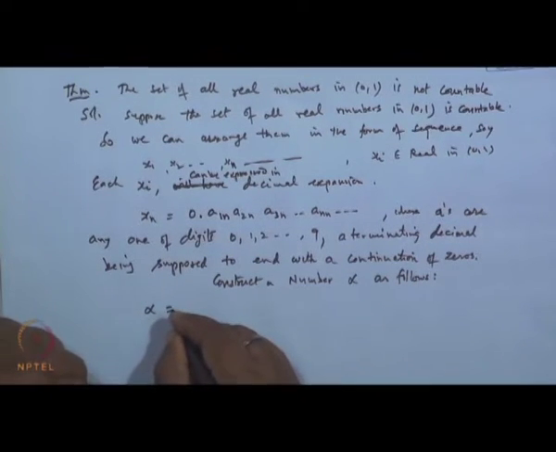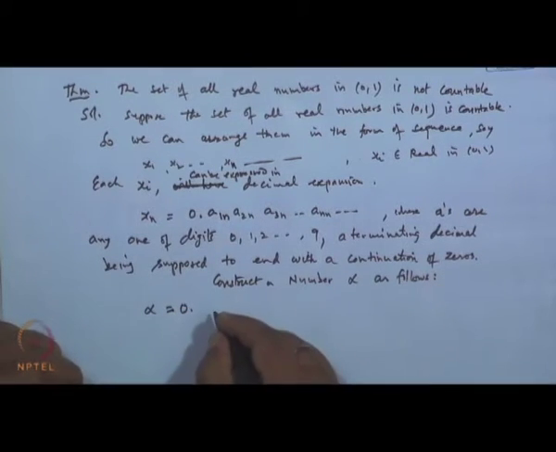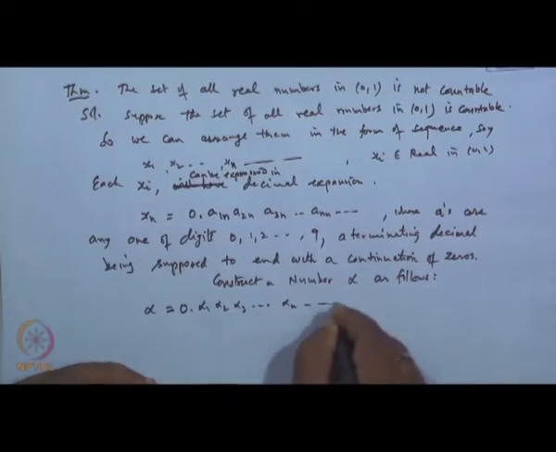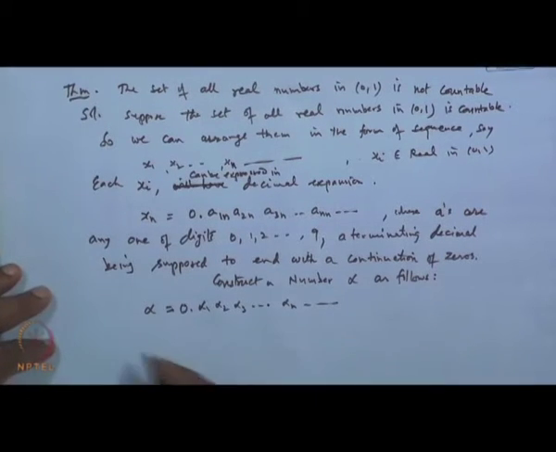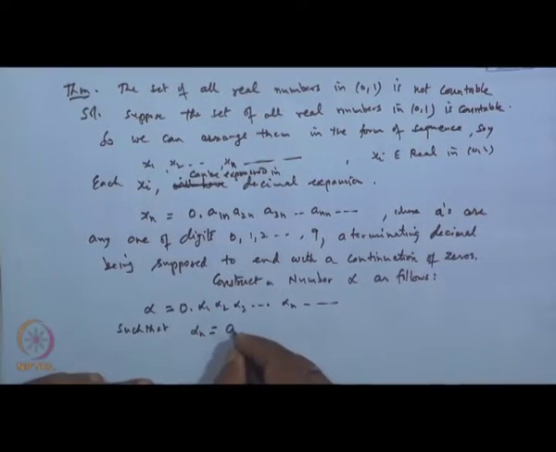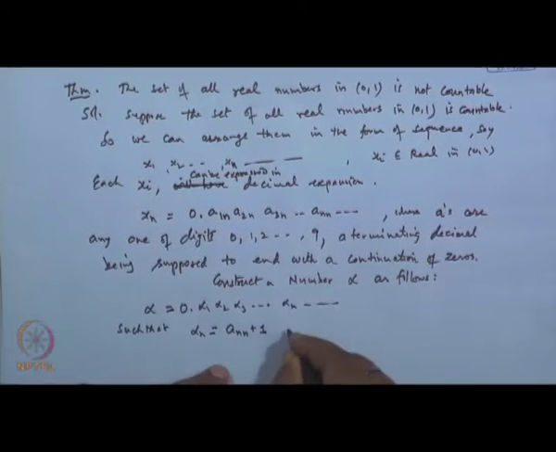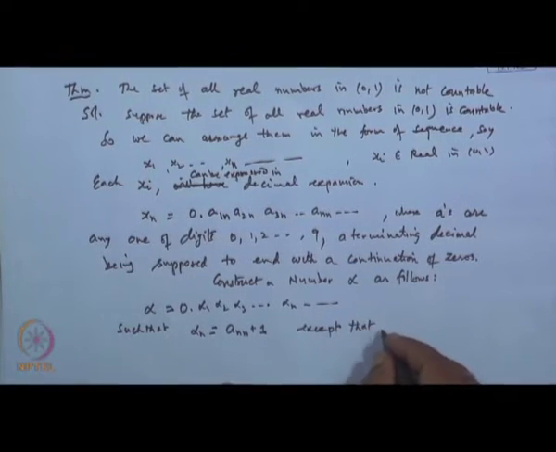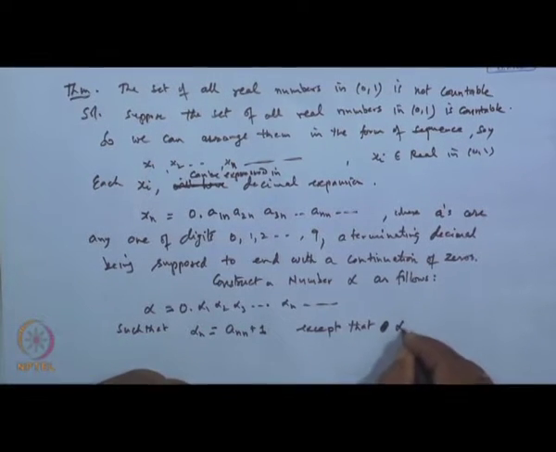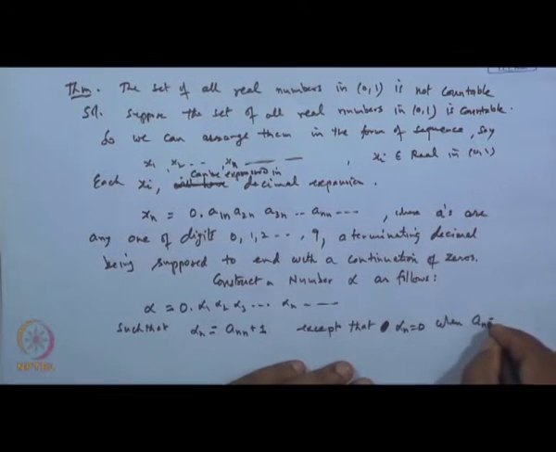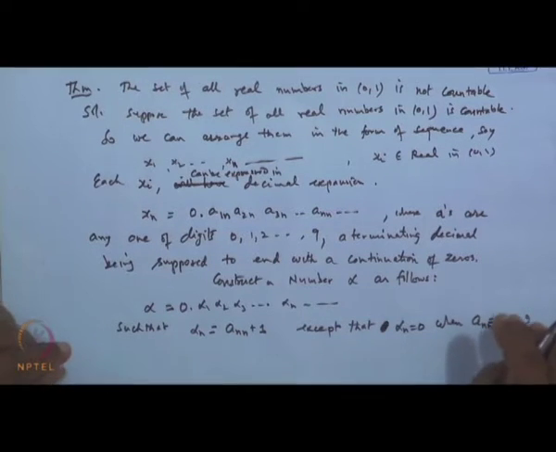The decimal expansion of alpha is 0 point alpha 1, alpha 2, alpha 3, alpha n and so on, such that alpha n is nothing but a n n plus 1, except that alpha n is 0 when a n n is either 8 or 9, in order to avoid the possibility of recurring 9 in it.